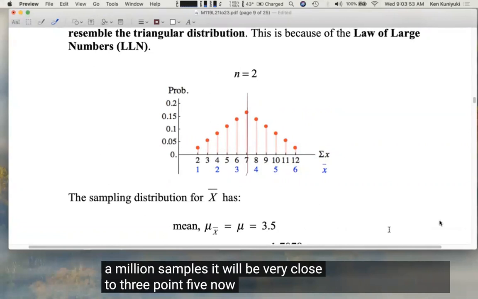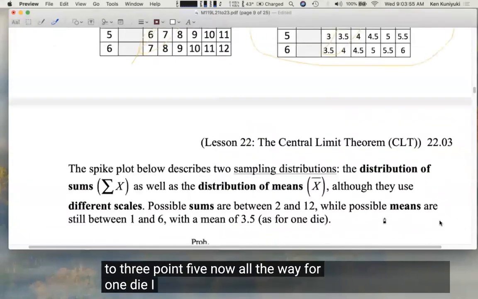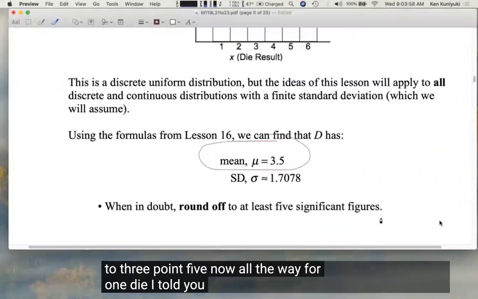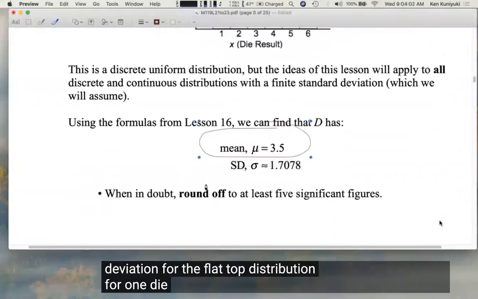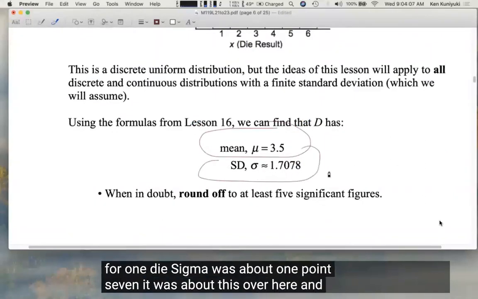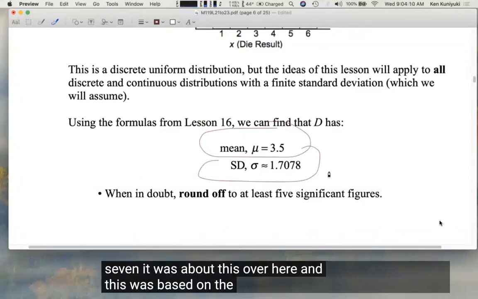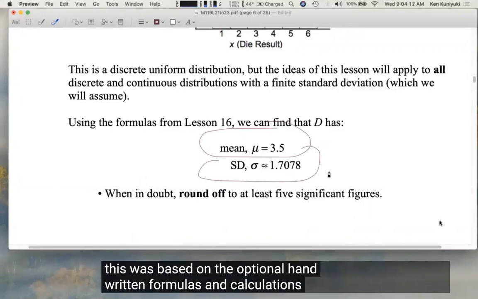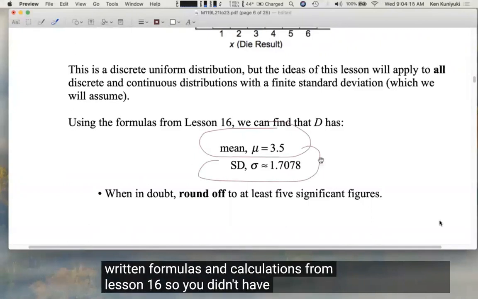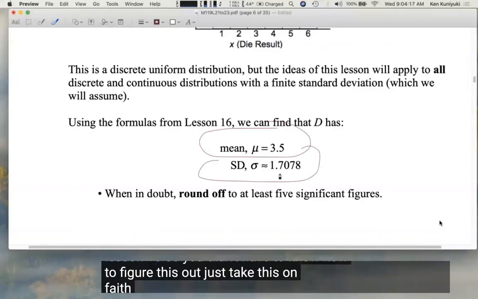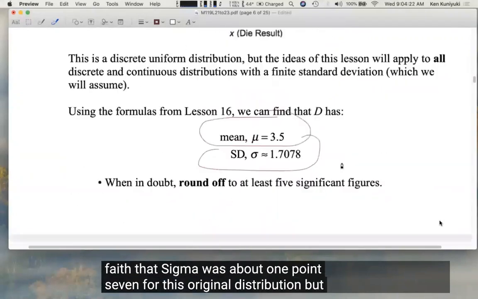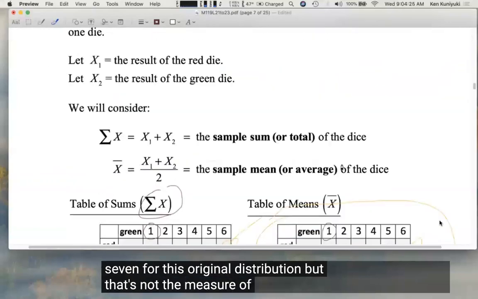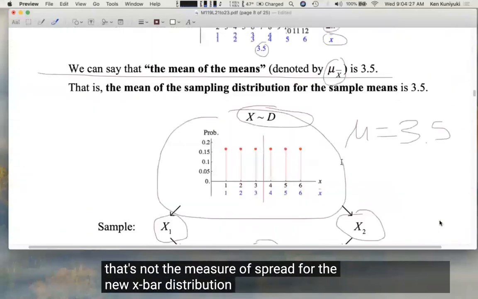Now, all the way for 1 die, I told you that the standard deviation for the flat top distribution for 1 die, sigma, was about 1.7. It was about this over here. And this was based on the optional handwritten formulas and calculations from lesson 16. So you didn't have to know how to figure this out. Just take this on faith, that sigma was about 1.7 for this original distribution. But that's not the measure of spread for the new X bar distribution.